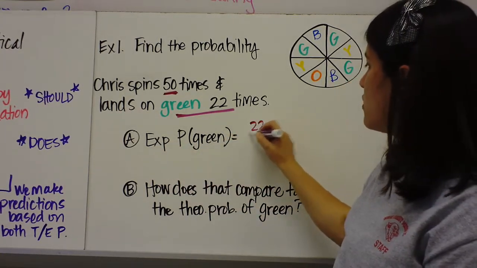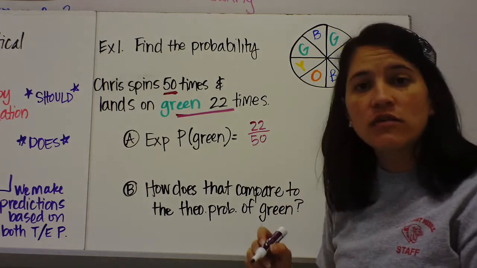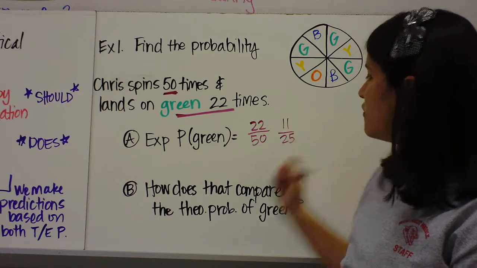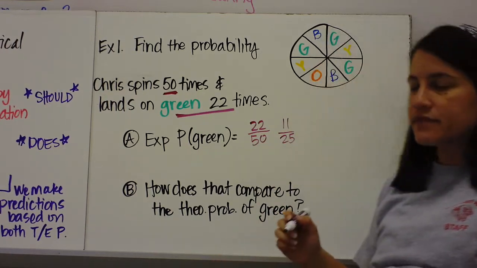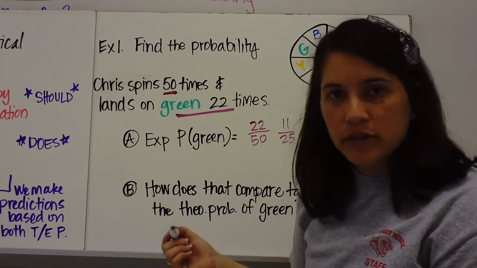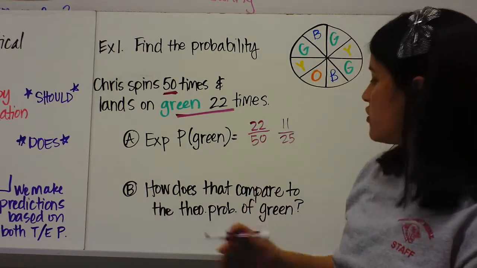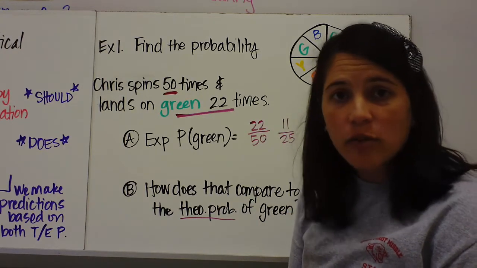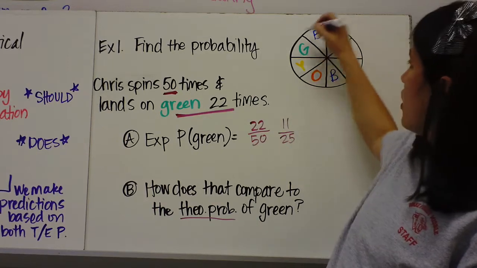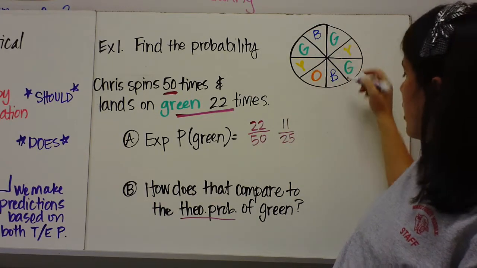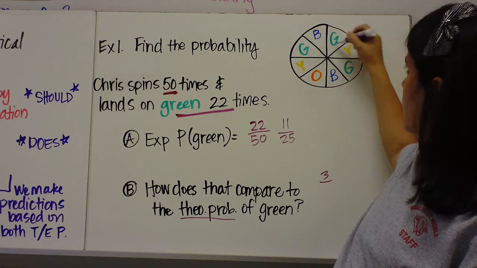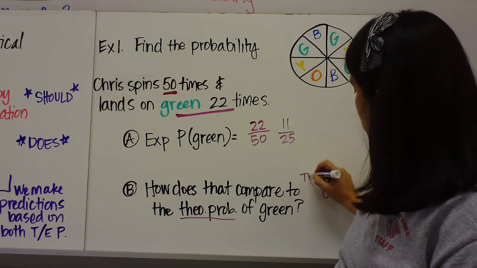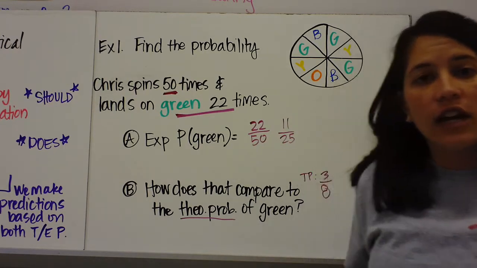Green happened 22 out of 50. You could reduce it, and you could get 11 over 25. I just divided them both by 2. That is the experimental probability. Now, how does that compare to the theoretical probability of green? Well, what is the theoretical probability of getting green? Out of the total, I have 3 greens and 2, 4, 6, 8 total. So 3/8 is the theoretical probability of getting green.